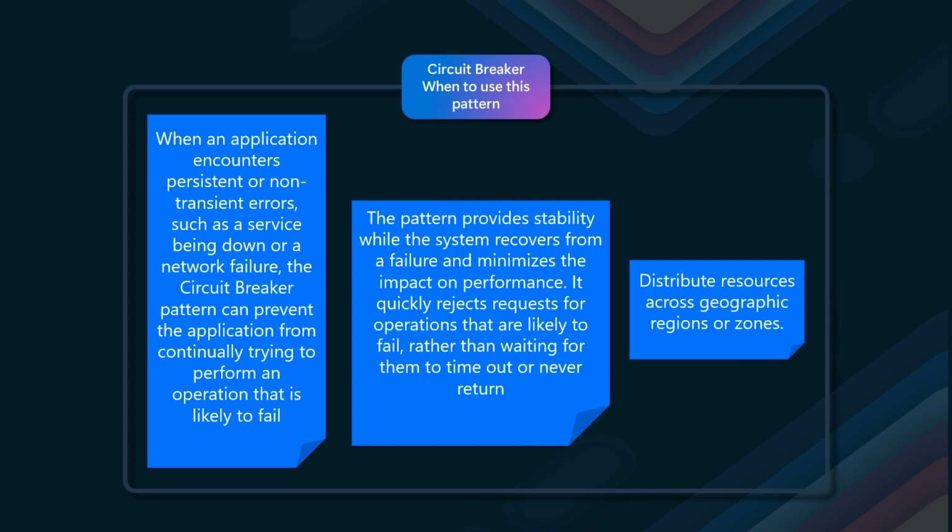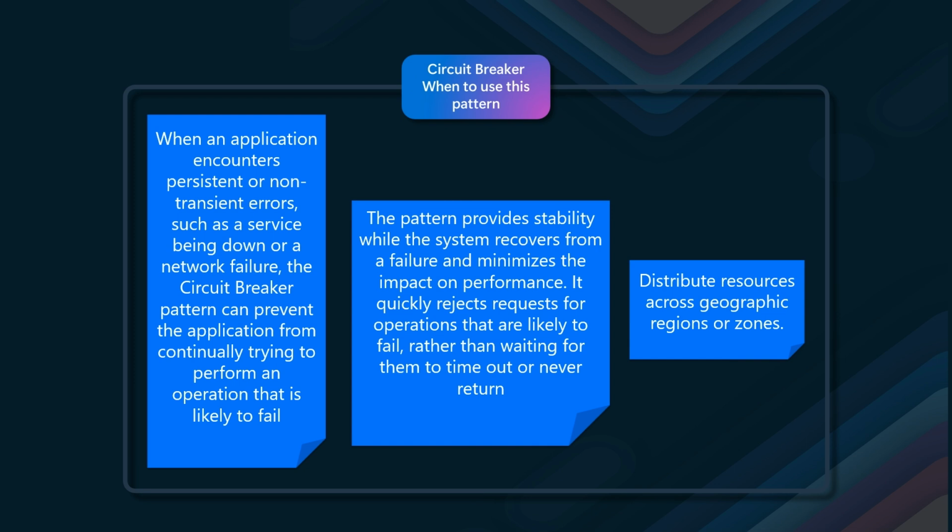The circuit breaker pattern should be used in the following scenarios: handling persistent or non-transient errors. When an application encounters persistent or non-transient errors, such as a service being down or a network failure, the circuit breaker pattern can prevent the application from continually trying to perform an operation that is likely to fail, preventing resource exhaustion. So if a service is frequently unavailable or busy, it might be due to resource exhaustion. The circuit breaker pattern helps to prevent further strain on the service by stopping additional requests until the service has had time to recover.